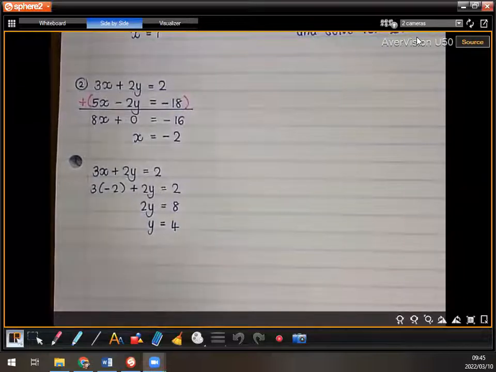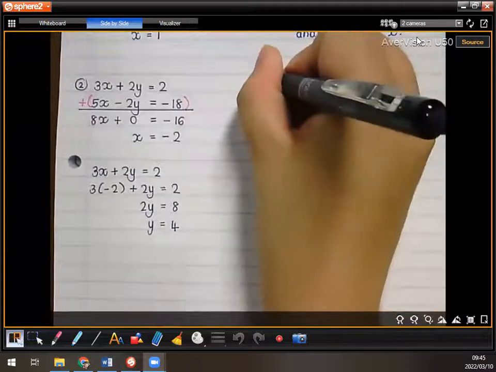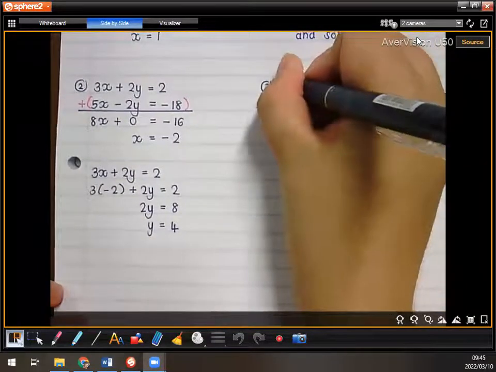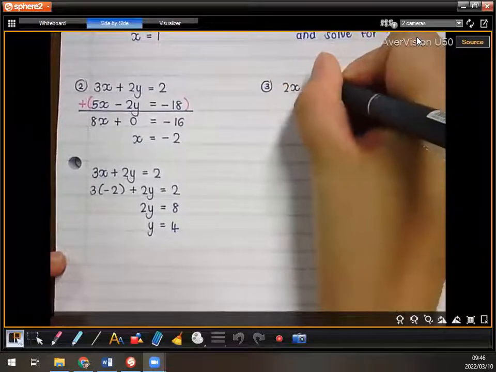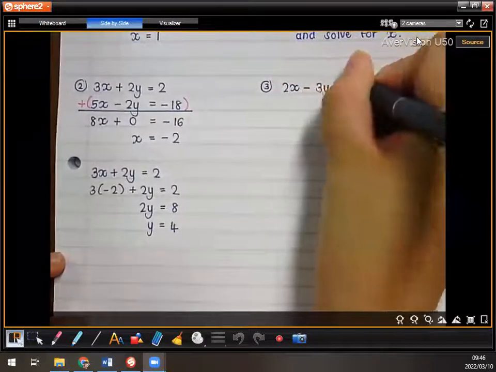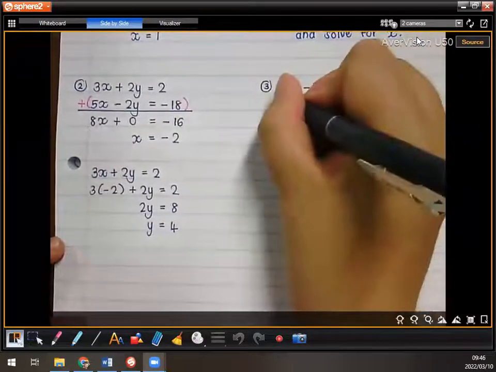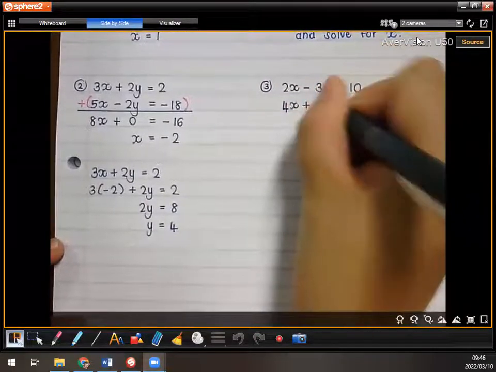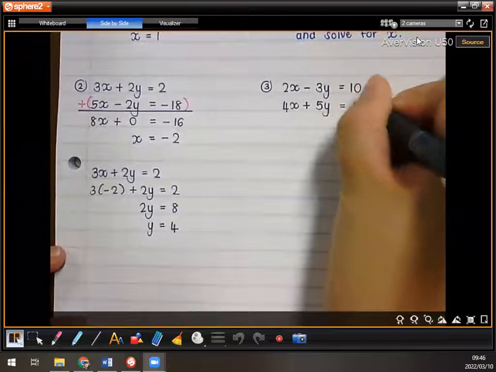Okay. I'm sensing that you guys probably prefer substitution, which is fine. I do as well. I'm just going to do one quickly where you actually have to do some multiplication. So 2x minus 3y equals 10 and 4x plus 5y equals 42.